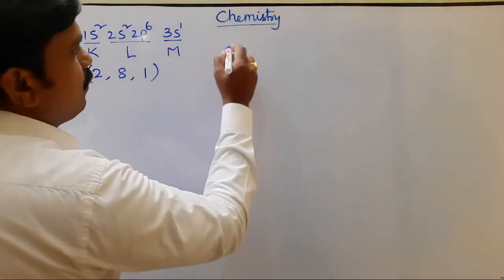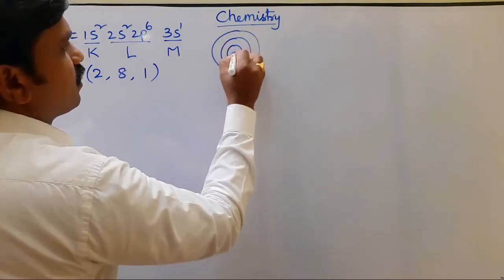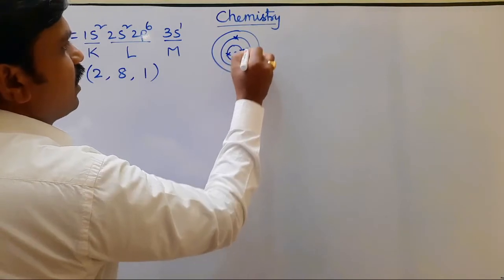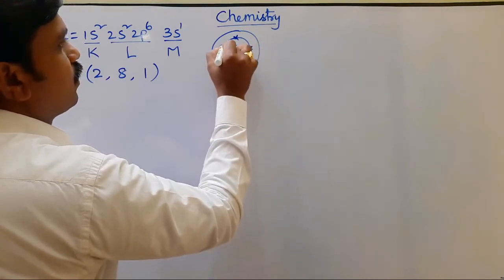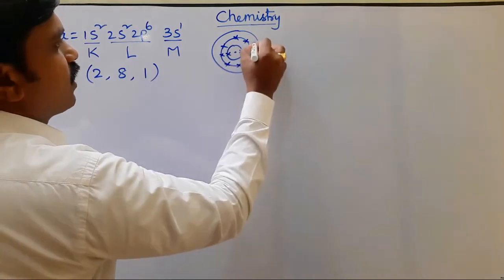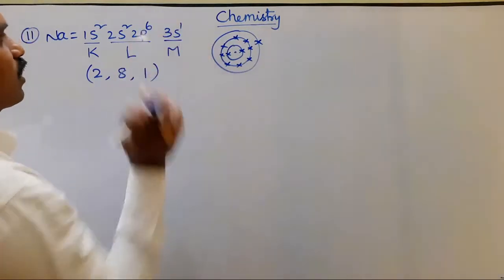And according to geometrical representation, first shell, second shell and third shell. First shell has 2 electrons, second shell has 8 electrons, third shell has 1 electron. So this is the outermost shell. Outermost shell is having only 1 electron.